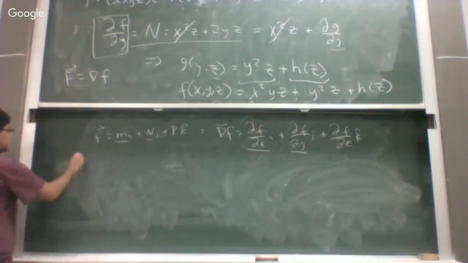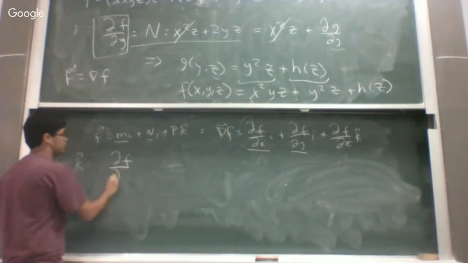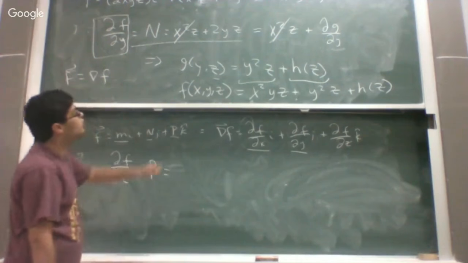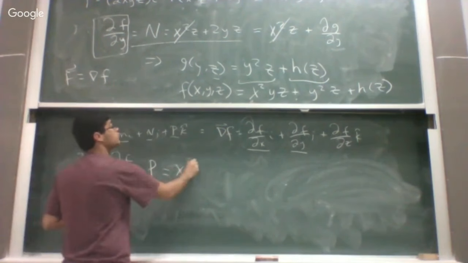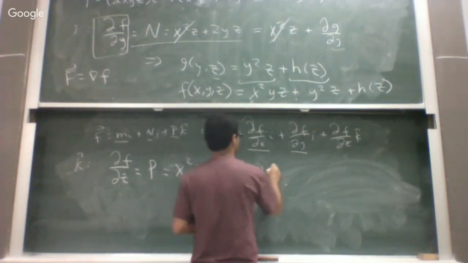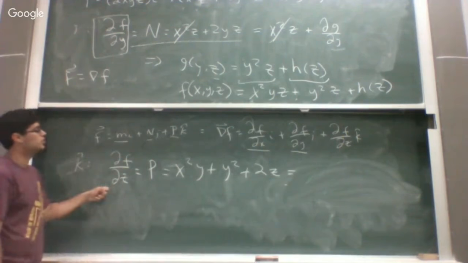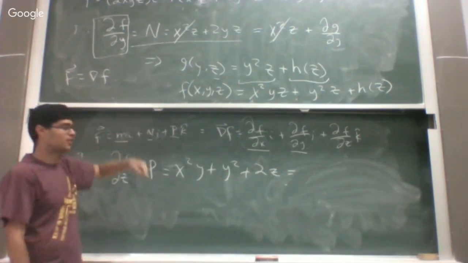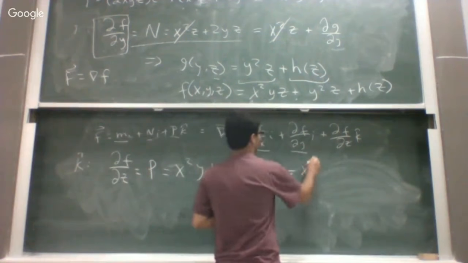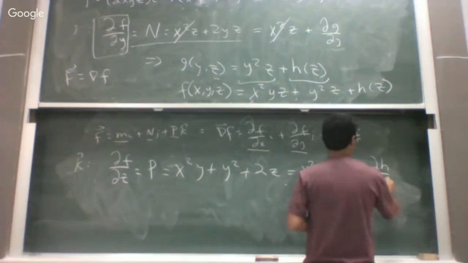So the last part is with the k term. The partial of f with respect to z is equal to the p term of the vector. That's equal to what we have up there, x squared y plus y squared plus 2z. Now that's equal to the partial of f with respect to z. We have the function f. So now we take the partial derivative with respect to z, which is x squared y plus y squared plus partial of h with respect to z.